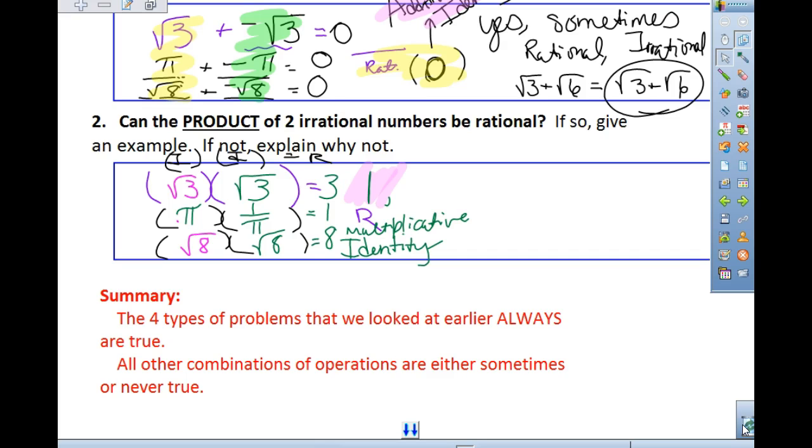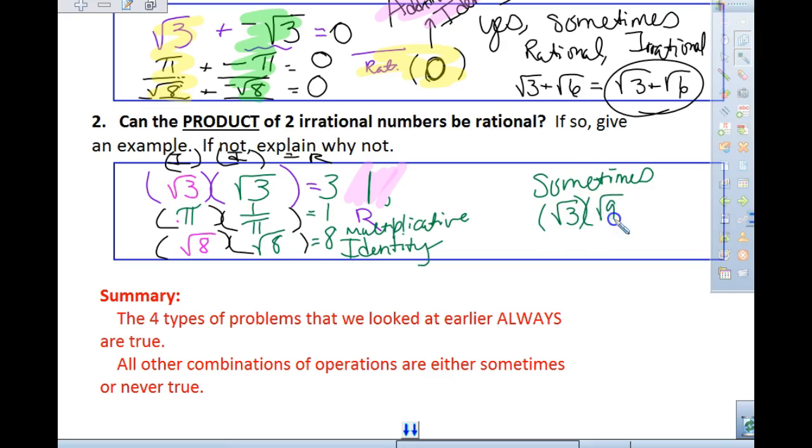We have 4 types of problems that we looked at that are always true. All the other combinations are sometimes. The reason this one is a sometimes, right, that this is sometimes true, we came up with some cases where it equals a rational, but most of you, if you thought of square root of 3 times square root of 9, that's going to give us the square root of 27, and that's still irrational, right? There's many that'll work, but what do you have to notice about those ones, right? So keeping that in mind.